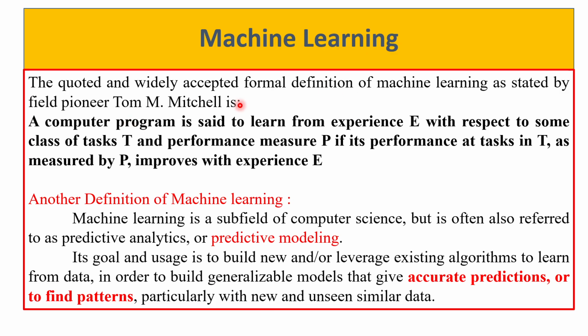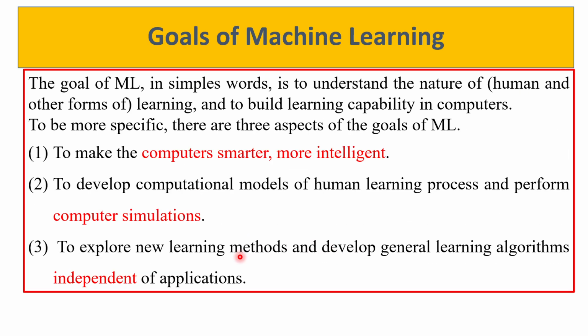So here machine learning, Mitchell has given a definition: a computer program is said to learn from experience E with respect to some class of task T and performance measure P if its performance at task in T is measured by P. The other definition is it's a subfield of computer science, but it's often also referred to as predictive analysis or predictive modeling. The main thing is we are going to use machine learning for predicting.